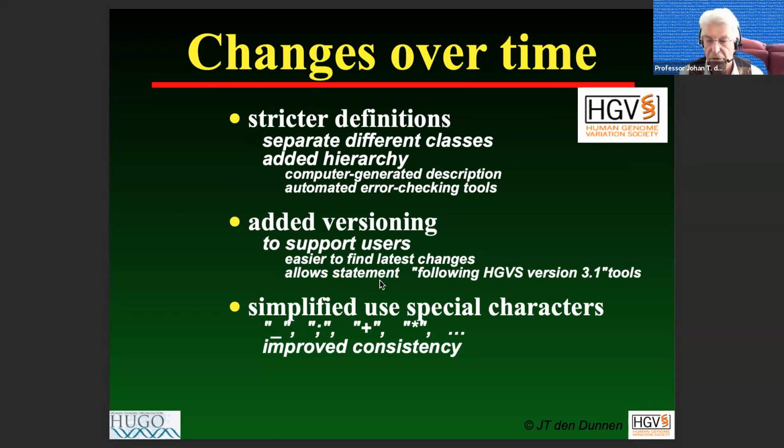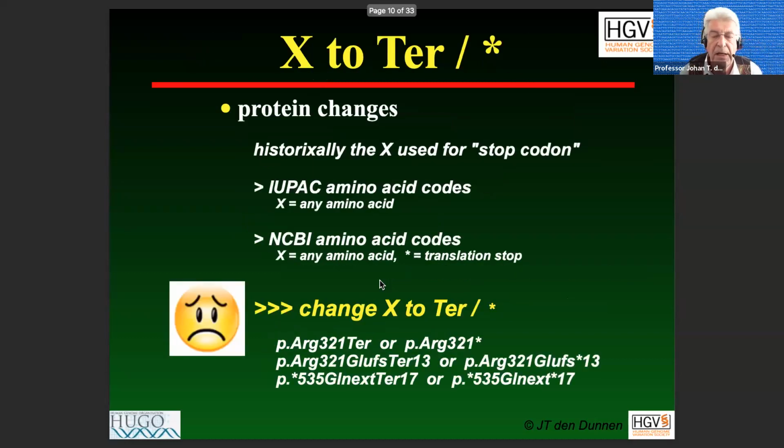I'll come back to the versioning in a minute. And we simplified the use of special characters. So try to use one specific character only once, to improve overall consistency. And as I mentioned, the main change was the X, which we in 2000 suggested to use for a stop codon. It quickly turned out that we should not use that because HGVS follows IUPAC, both on DNA and protein or amino acid level.